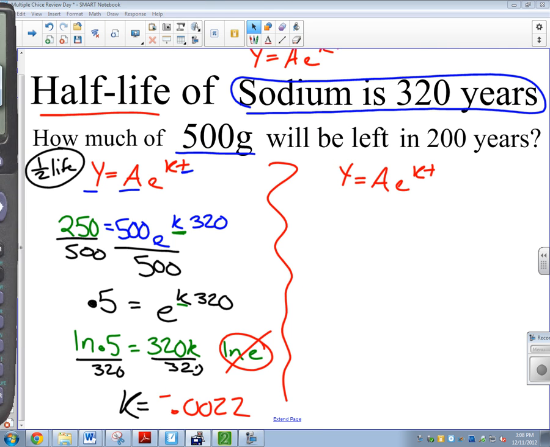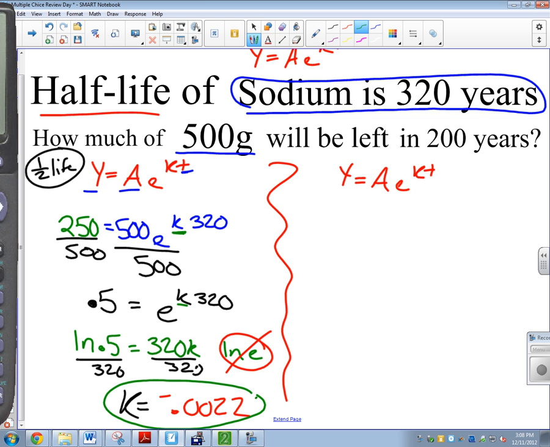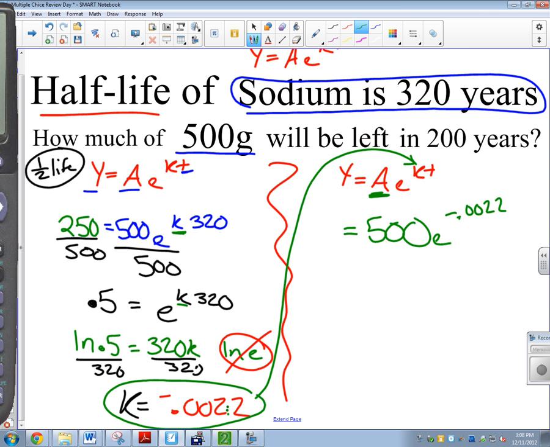Not done yet. I've done my half-life. Now I'm going to solve my problem. So this k is going to help me up here. That's going to be my k up there. So the other things I can plug in up here. I know my starting amount. It's 500. My k is this down here. It's that negative 0.0022. My t is time. This time, it's going to be 200 years. So times 200 is all equal to y.